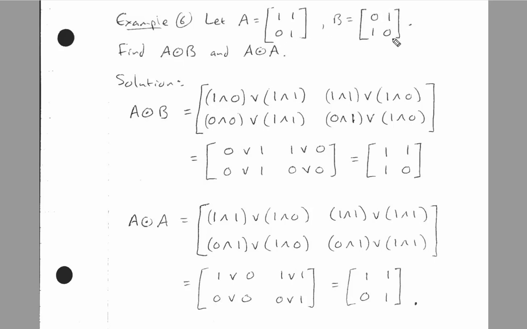Okay, but still the same deal, rows by columns. So 1 and 0, that's 0. 1 and 1 is 1. So we're doing these parts first, then the or. So 1 or 1 is 1. All right, so yeah, it's quite a lot of work. But we're getting this 2 by 2 0-1 matrix as the answer.